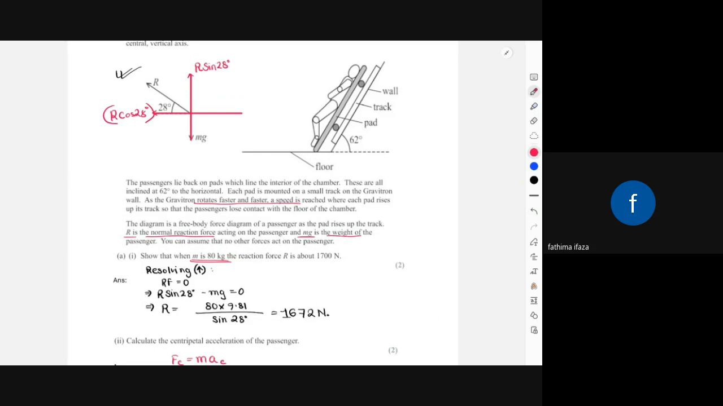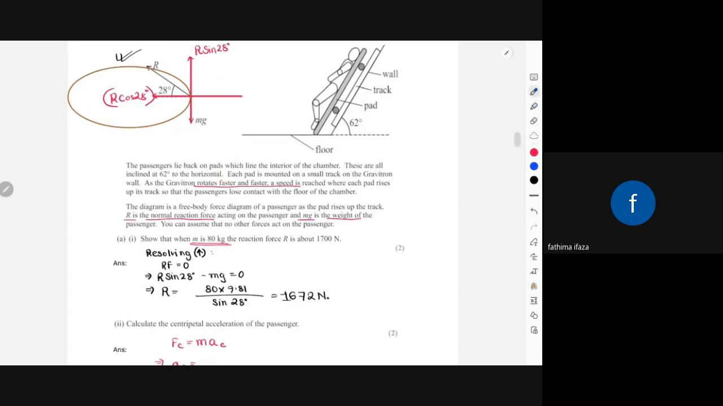If you remember, this is where your graviton was. And now I think it will be easier for you to imagine which force is acting towards the center of the circle. That is R cos 28 degree, right? This is the only force that is acting towards the center of the circle.